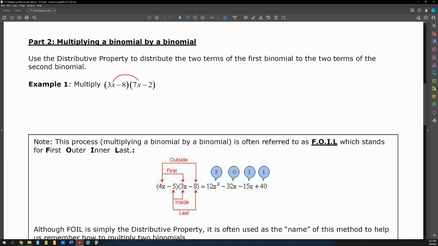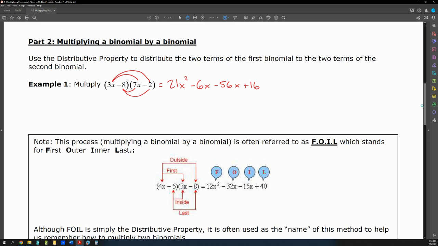So distributing the 3x into 7x and negative 2. 3x times 7x is 21x squared. And 3x times negative 2 is negative 6x. Now we also have to distribute the negative 8 into the 7x and minus 2. So every term in the first polynomial gets multiplied by every term in the second polynomial. So negative 8 times 7x is negative 56x. Negative 8 times negative 2 is positive 16.